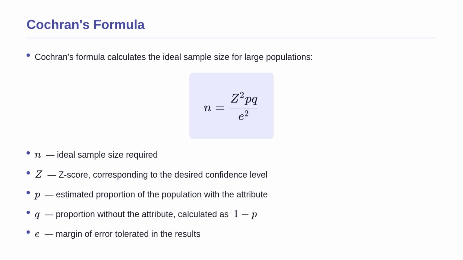If you want higher confidence, your z-score increases, which physically means you will need a larger sample size to be more certain of your results.